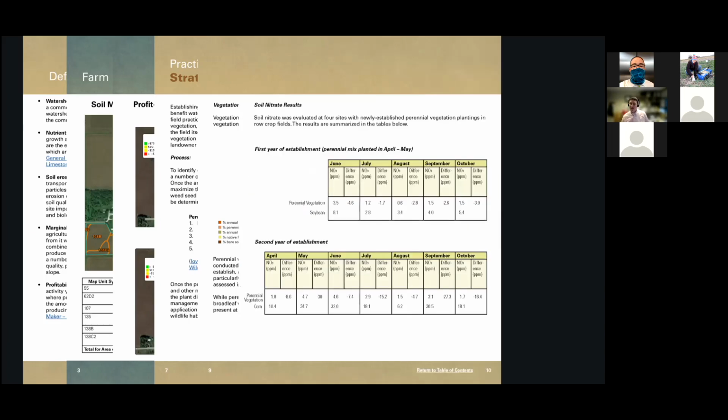Again, because of the North Central SARE program, we were able to go out and take monthly soil nitrate samples in the areas that we converted to perennial vegetation, but then also in a paired comparison site, so similar soil type and landscape position in the corn and soybean fields around them. And so the top table there is just a comparison between the perennial and the soybean. Obviously we did not apply any nitrogen to these soybeans, but you can see that June through October, the perennial had a lower soil nitrate level than those soybeans, right?